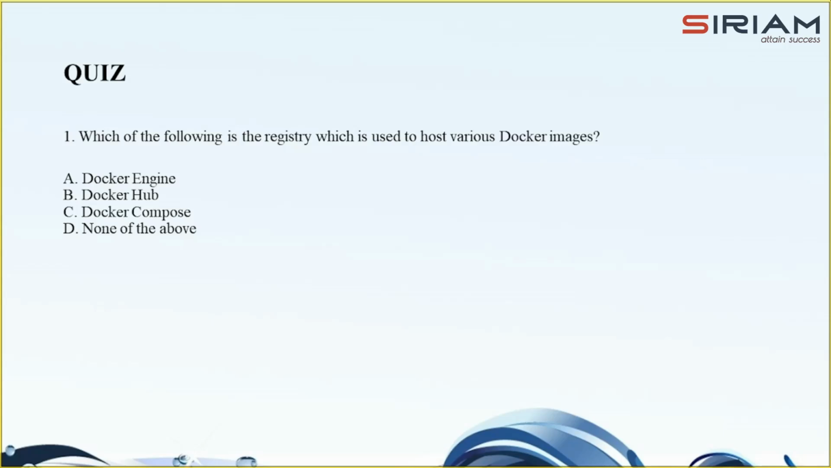Which of the following is the registry which is used to host various Docker images? The options are Docker Engine, Docker Hub, Docker Compose, and none of these. As we talk about the registry here, Docker Hub is the registry which is used to host various Docker images, right? It's an open source registry, Docker Hub, which has various kinds of Docker images.